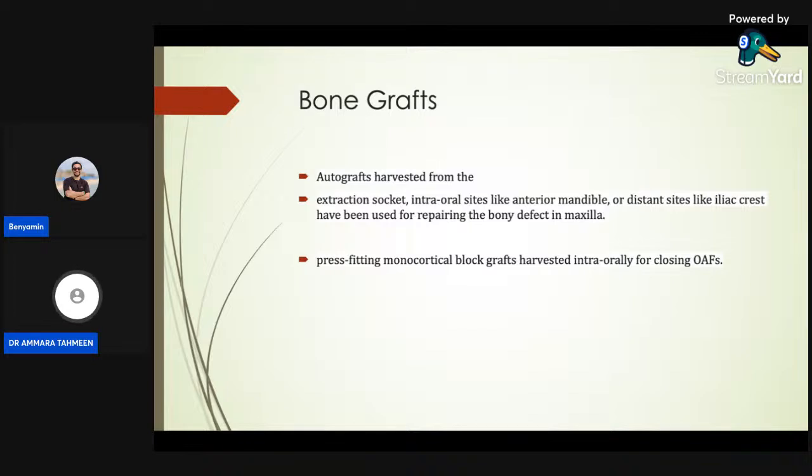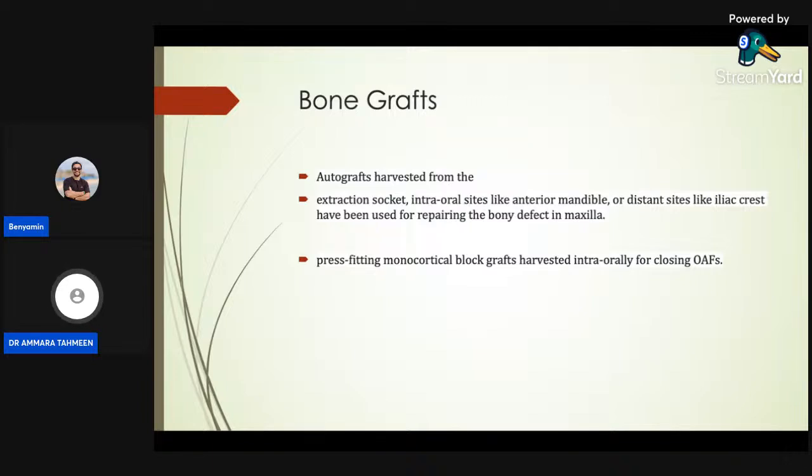And after the healing has taken place, if there is much more need of the bone, then they go for the sinus lift or sinus augmentation procedure secondarily. So this is one of the managements of the oroantral communication if the patient is looking for the implant procedure in future.